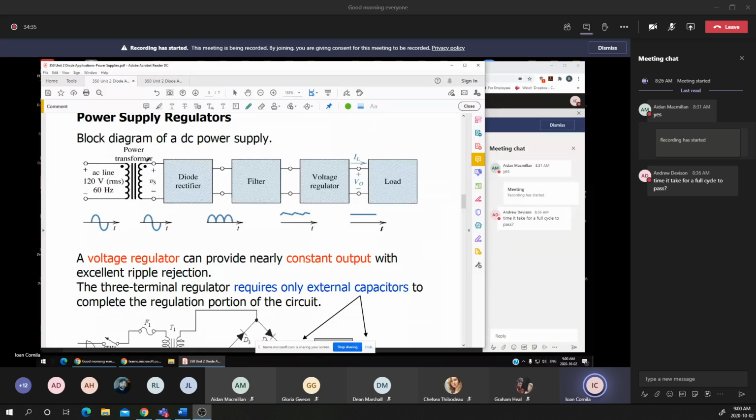The diode rectifier: because this transformer is not a center tap type transformer, we may have to use a bridge rectifier to have the maximum efficiency of the rectifier.